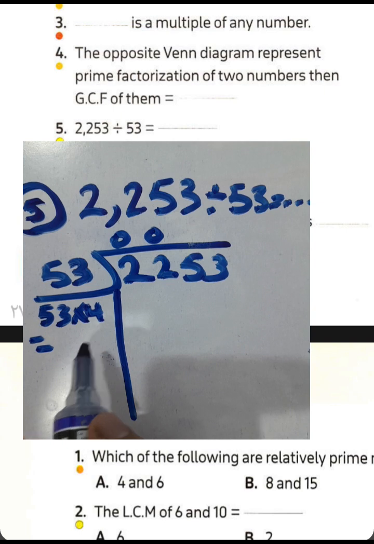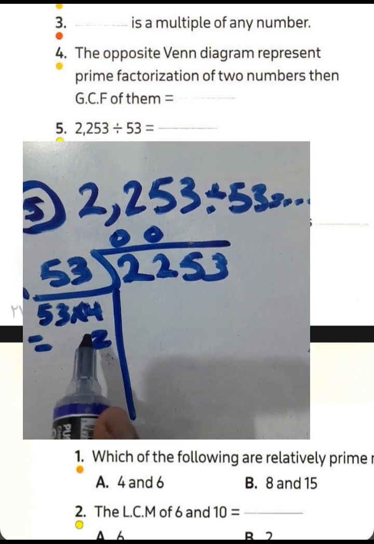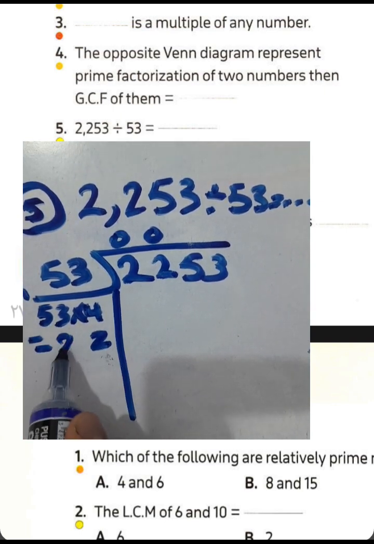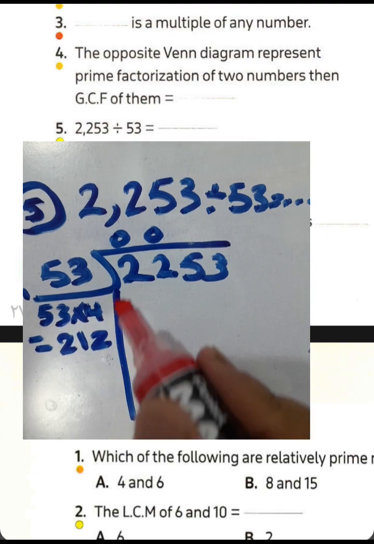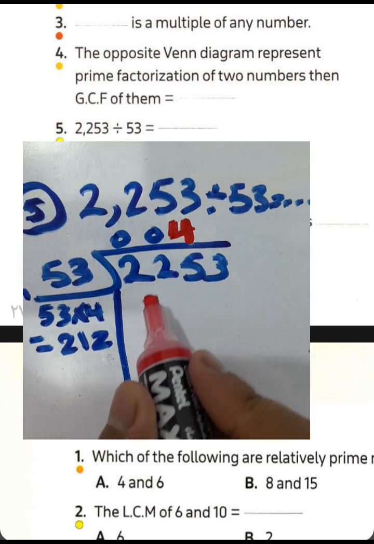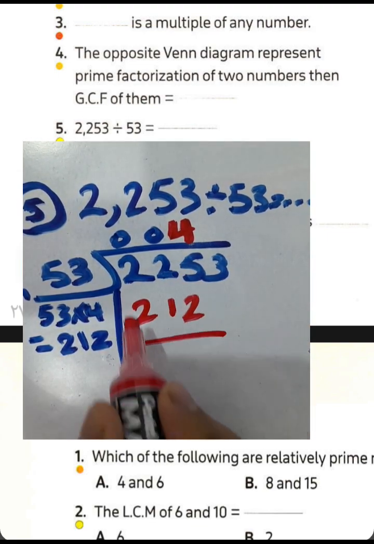3 times 4 equals 12, write 2 and carry a 1. 4 times 5 equals 20. 20 plus 1 equals 21. 212 is less than 225. Then we write 4 outside here and 212 down here.